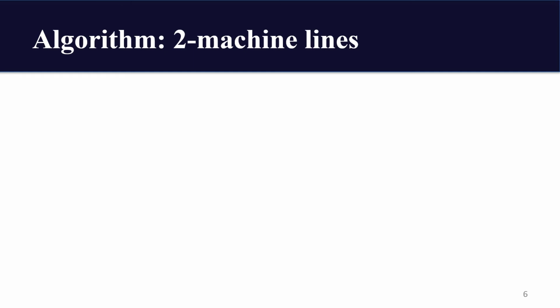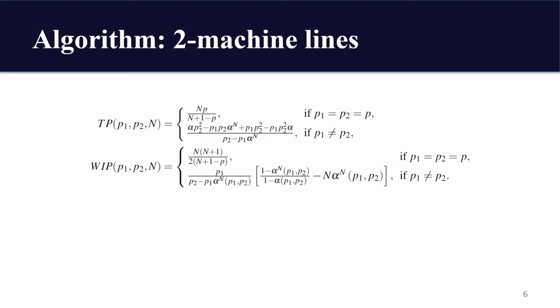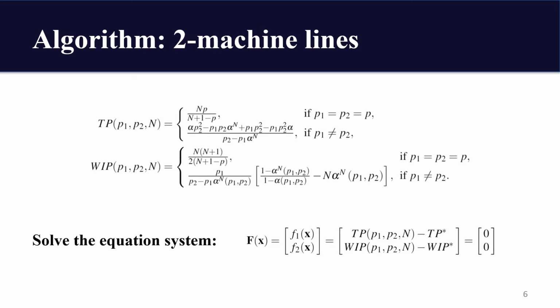The formulas for calculating throughput and work in process for two-machine lines are as follows. Through this, we can get the equation system for two-machine lines, where the functions throughput and work in process are defined on the previous slide. Clearly, (P1, P2) is the zero of f(x). Thus, the problem in this case amounts to solving the zero of function f(x) in this range. Since functions f1 and f2 are continuously differentiable in this range, the modified Newton-Raphson method has been used.